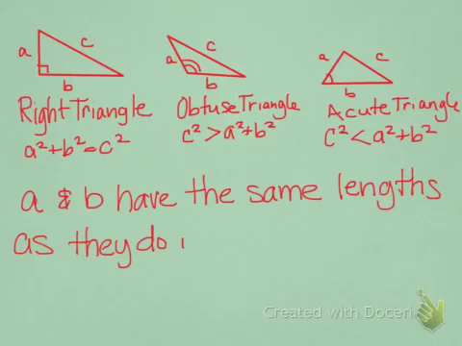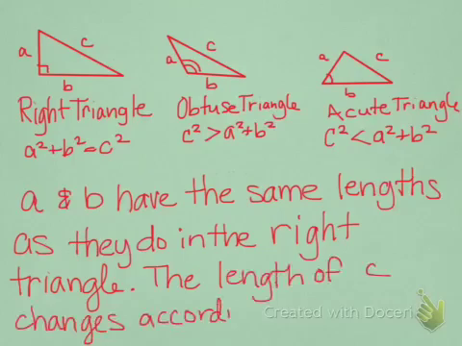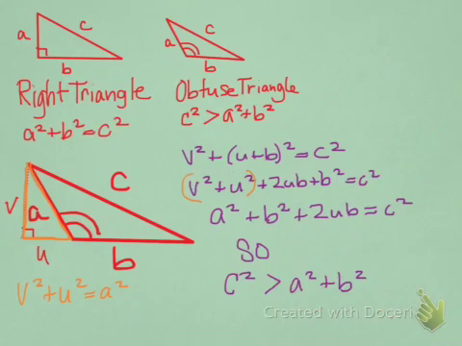Like I said, A and B have the same lengths as they did with the right triangle. The length of C changes according to the opposite angle. So if you're looking here, you can see that if you have a bigger angle, C gets longer. If you have a smaller angle, then C gets shorter.